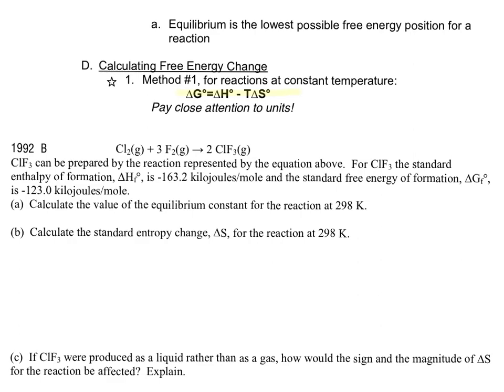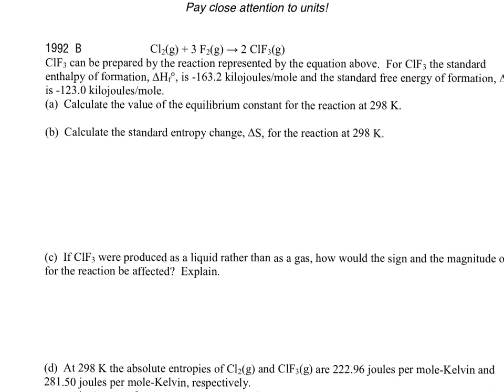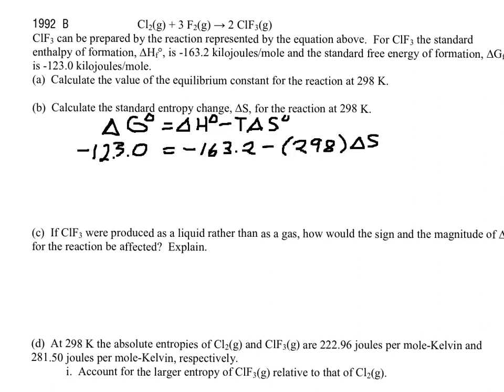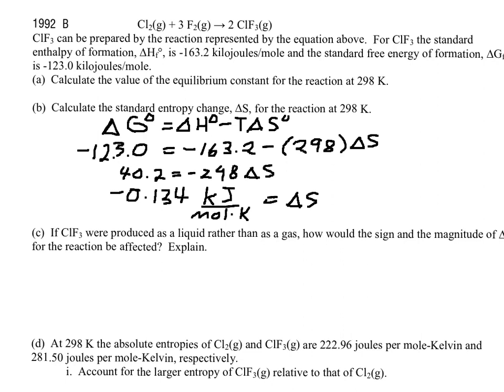I'm going to go ahead and skip part A for right now and try part B first. So in part B, we're going to calculate our standard entropy change. We're going to be using this equation here. If we go ahead and plug in the numbers, we get this right here. And our units all agree with one another, so we don't have to worry about that. And this is what we get for delta S.